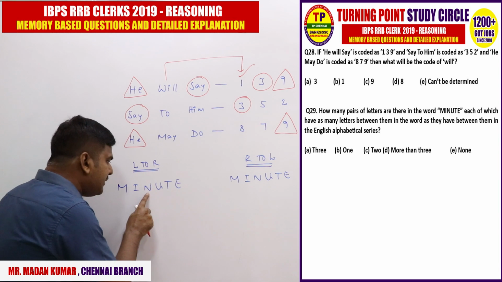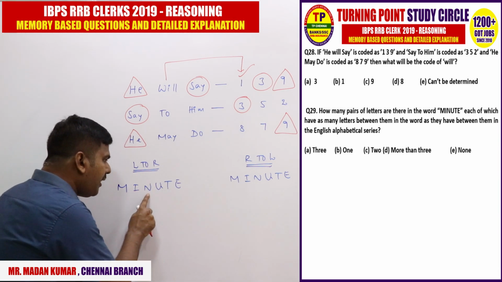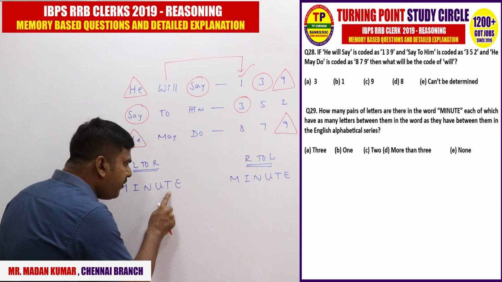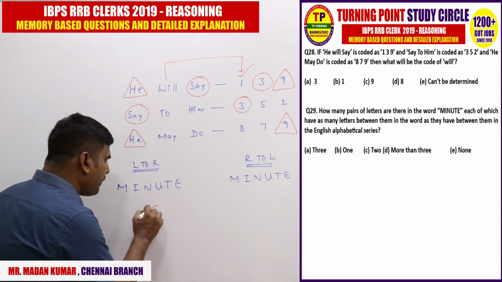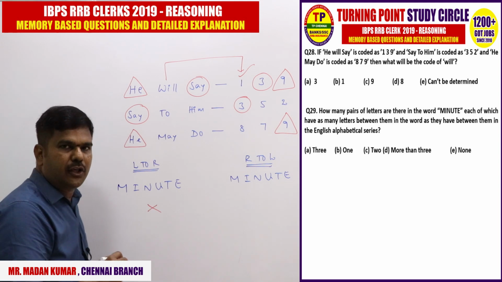Next one, I, J, K, L, M. No letter is matching, right? N, O, P, Q. No letter is matching. U, V, W. No letter is matching. T after U. No letter is matching. So from left to right, how many pairs are there? Nil, zero pairs.